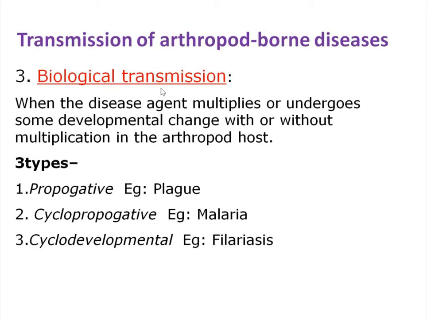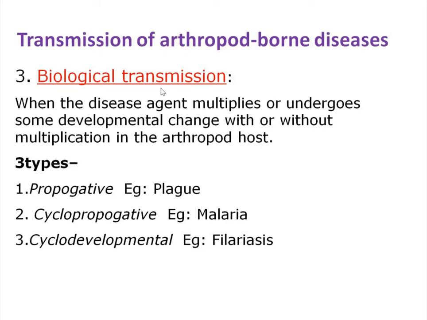Next is cyclopropagative. Cyclopropagative means the microorganism can undergo both developmental changes and also multiplication. Both can happen. Cyclo means it undergoes developmental changes, so it completes its life cycle, and propagative means it multiplies its number. The best example is malaria. The malarial parasite undergoes developmental change and also multiplies. So sexual and asexual cycles take place in the arthropod host.